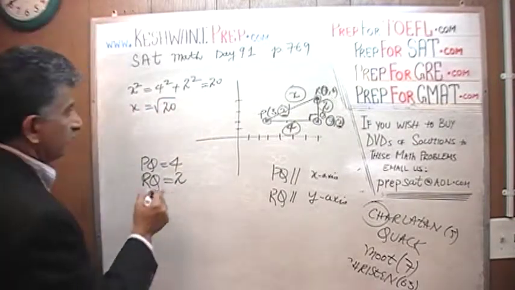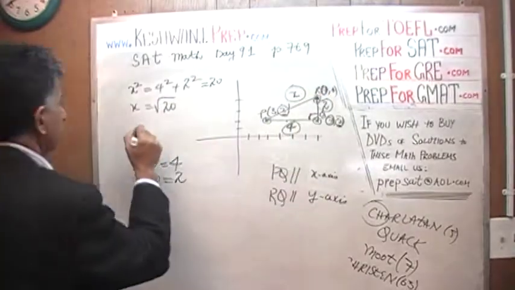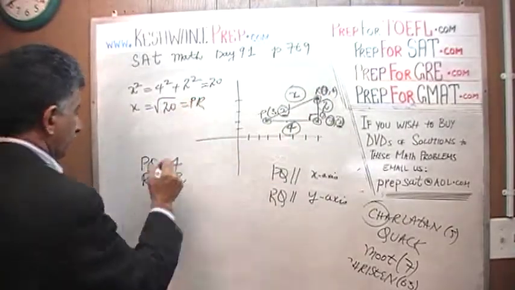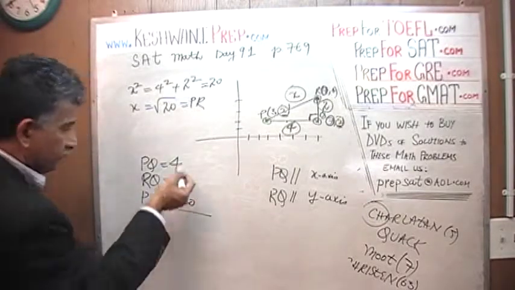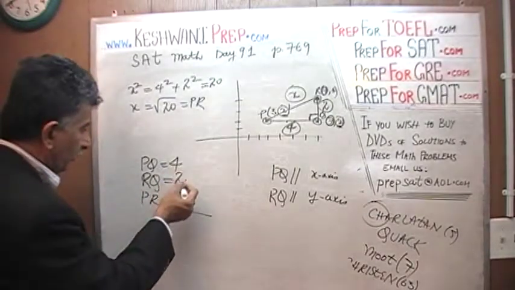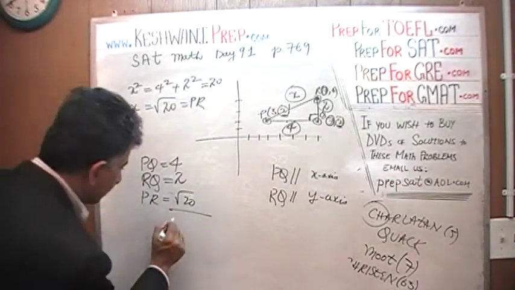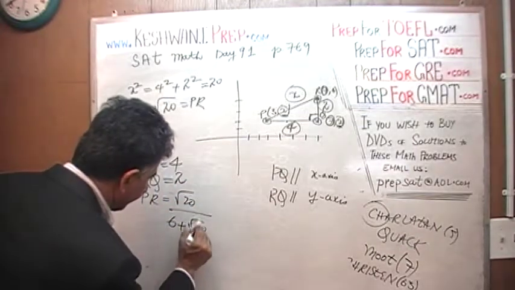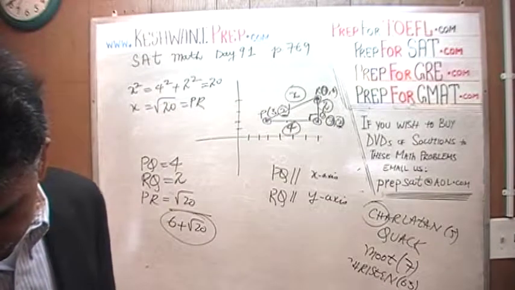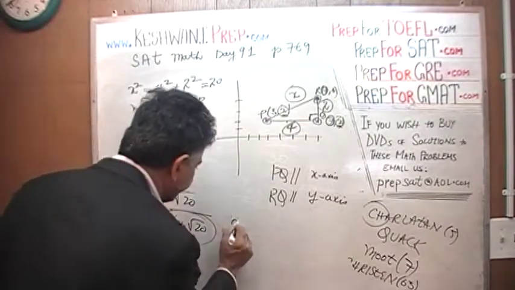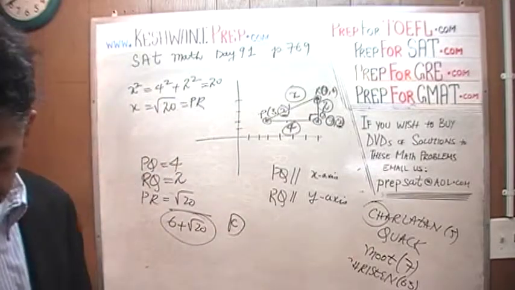And therefore the perimeter is, which is from P to R, square root of 20. And therefore the perimeter that we're looking for is simply 4 plus 2 plus square root of 20, which is the same as 6 plus square root of 20. And that would be answer choice C. That is answer choice C. Let's move on then.